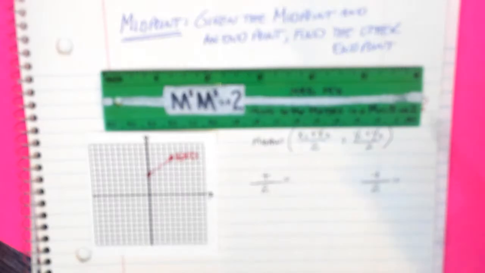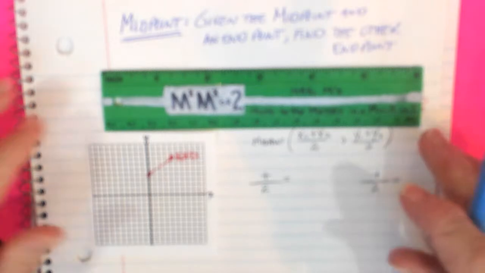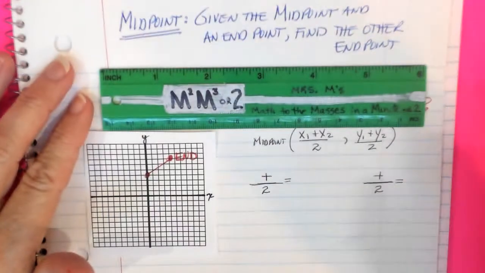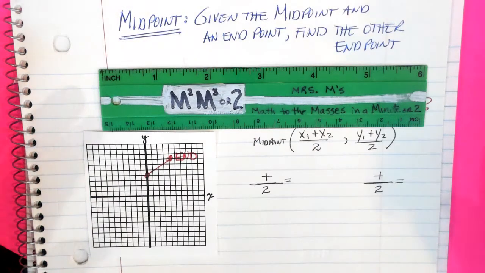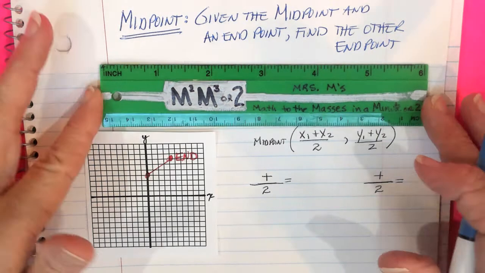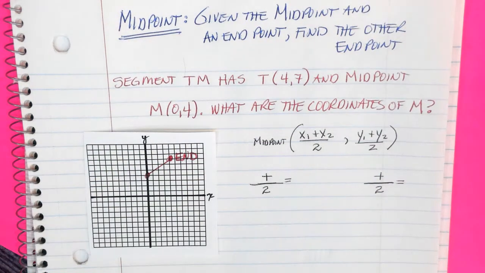In this segment of Mrs. M's Math to the Masses, in a minute or two, we'll explore how to solve problems where you're given the midpoint and the endpoint, but you have to find the other endpoint. So let's look at some coordinates and what a problem would look like.